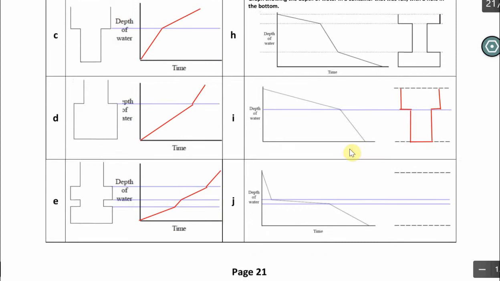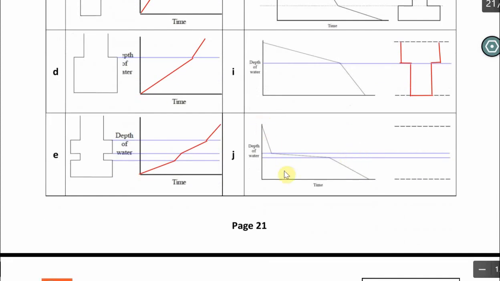Okay, and then the bottom one drains very fast, so it must be very thin at the top. Then it drains very slow, so it must be quite wide.